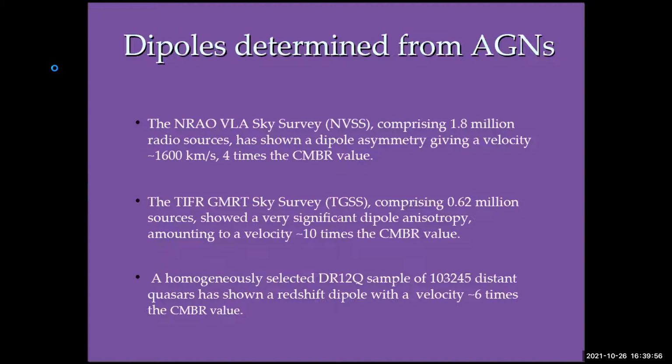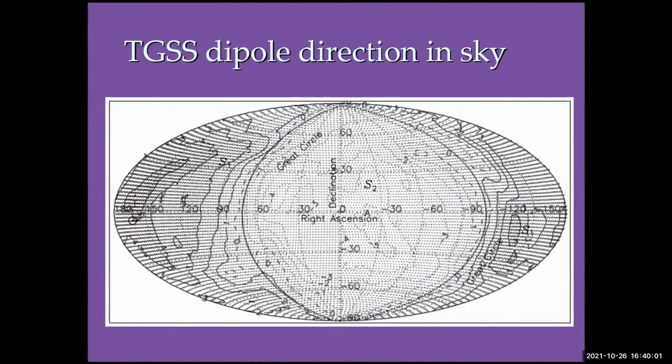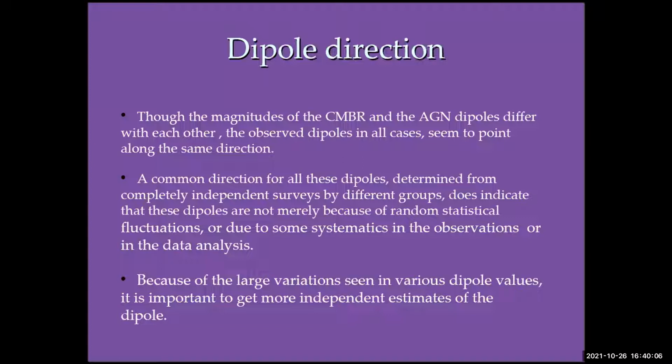Now, the surprising thing about this, I will come back to this. The magnitudes of the CMBR and AGN dipoles differ from each other by a factor of 4 to 10. And recently Subir Sarkar and group have found a factor of 2 in one survey. But in all these cases, the direction seems to be the same as that of the CMBR dipole, which is very surprising. If the direction was also coming randomly in different directions in the sky, then one would have said, okay, there's something wrong in all the surveys, maybe in the analysis or some computer program. However, when all of them give the same direction, that means there is something curious and intrinsically there.